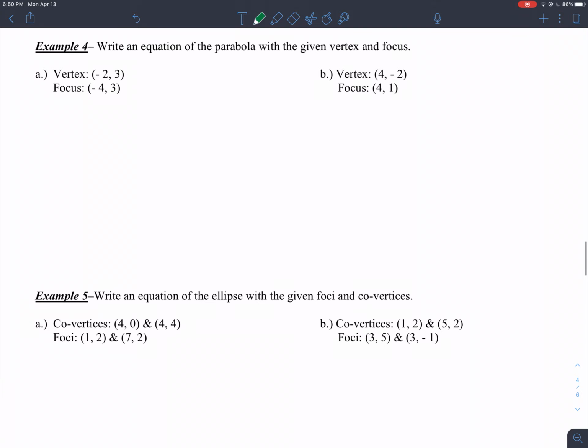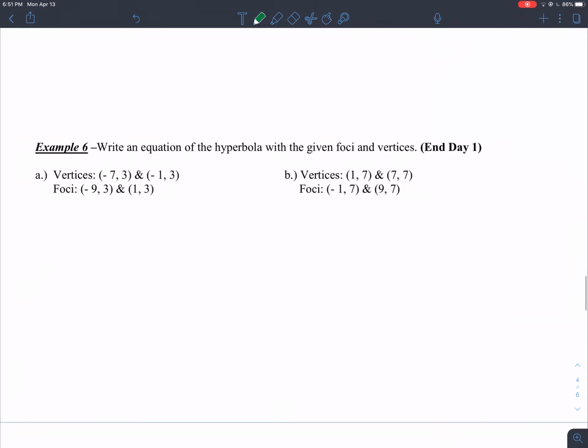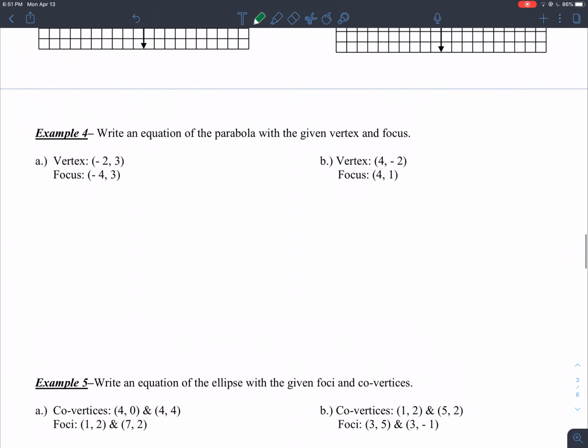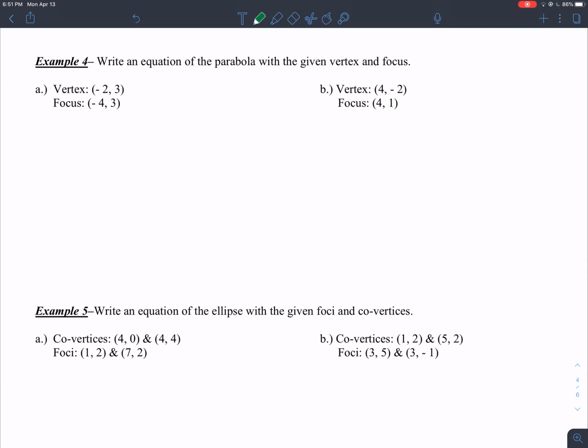Okay, so example 4 and 5, write the equation of the parabola, write the equation of an ellipse. 6, write the equation of the hyperbola. Notice we're not asking you to write the equation of the circle because that's quite straightforward here, okay? We will do one of those at the very end.